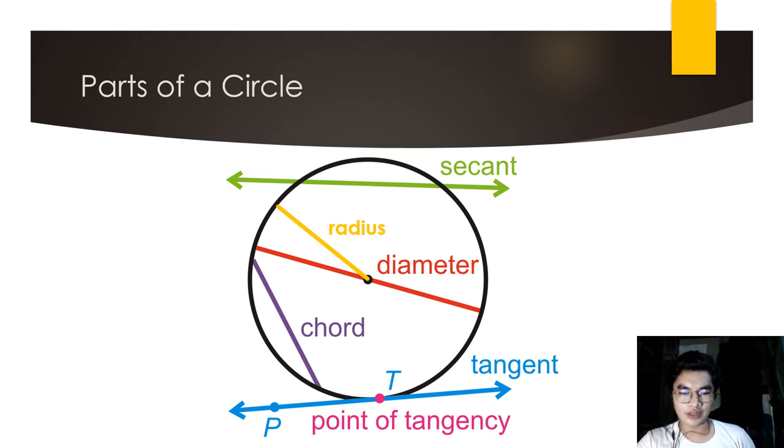Next one is the tangent line. So we have here the tangent line P. A tangent line is a line that intersects the circle in exactly 1 point. From the tangent line P, its point of intersection is at point T, and that point is what we call the point of tangency. So those are the important parts of the circle that we need to know before we start the discussion proper.